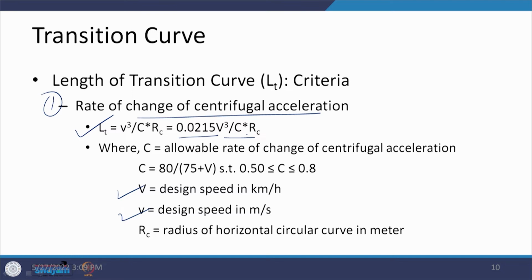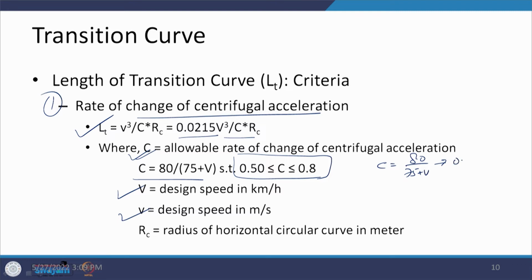And what are C and R c? The C is a constant which is related with the rate of change of centrifugal acceleration, and this needs to be calculated. The formula for calculating this is 80 divided by 75 plus V. So, it is dependent on the design speed. Once you put the value of the design speed in this equation, you will get some value. Now, what you have to see is that it has a certain constraint. The constraint is that at a minimum level the value can be 0.5 and at the maximum level the value can be 0.8.